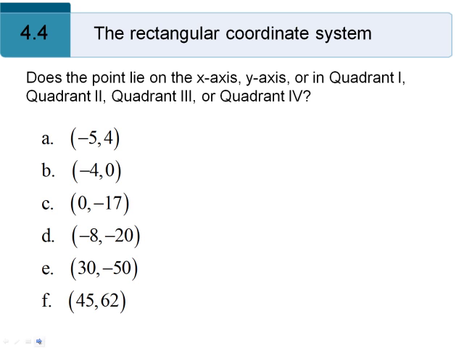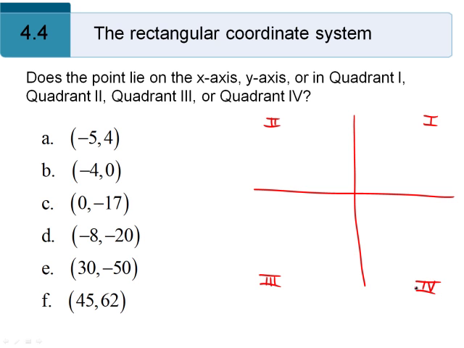Here's one more slide. So it says, does the point lie on the x-axis, y-axis, or in quadrant 1, 2, 3, or 4? Okay, so here's the key to doing this problem. Ooh, that is a crooked line. All right, this is quadrant 1 up here in the right-hand corner, 2, 3, and 4. And remember, your horizontal is your x-axis and the vertical is the y. So that'll tell us where everything is.